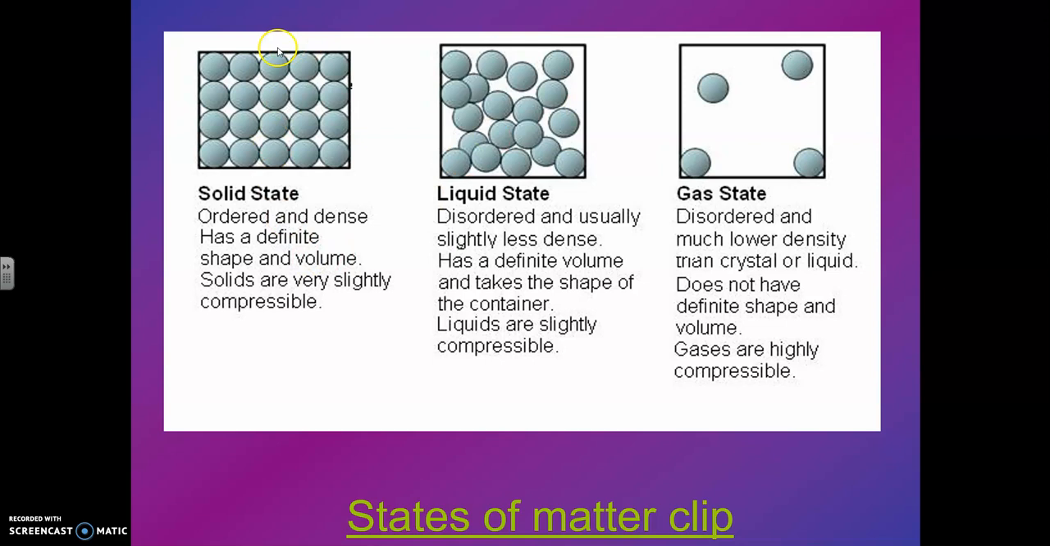Here are some pictures to help you understand the difference in how that matter is organized. So in the solid state here, notice we have these spheres, like I mentioned. They're all nice and organized. There's as minimal space between them as we can. And if I expanded this box out, my matter would stay in that shape. Okay, it's ordered and dense, has a definite shape and volume, and they're only slightly compressible.